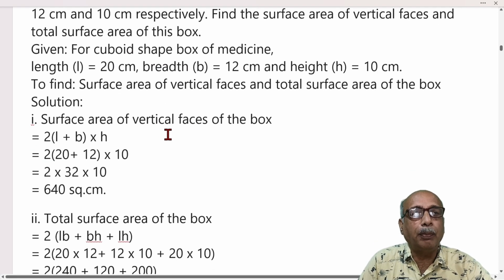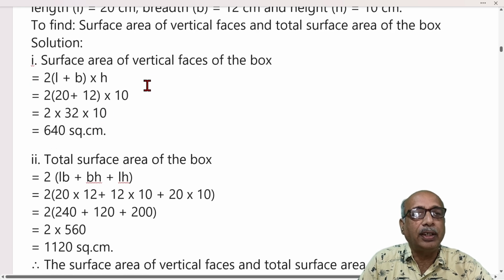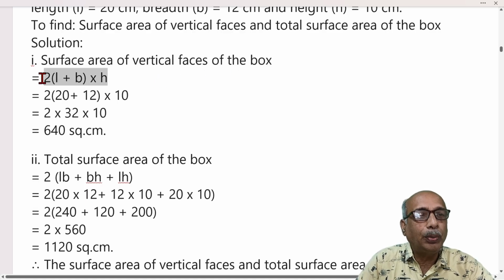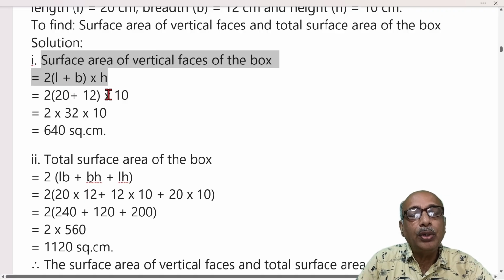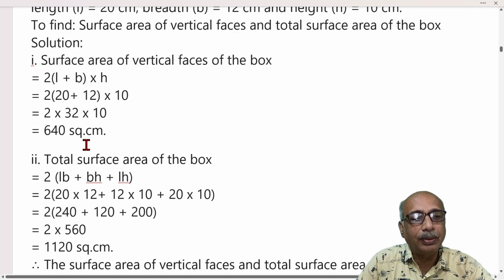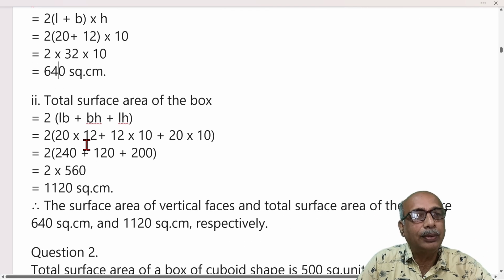For the cuboid shaped box of medicine, length, breadth and height are given. To find the surface area of vertical faces and total surface area of the box: surface area of vertical faces is twice length plus breadth into height. Substituting the values, you will calculate, it comes to 640 square centimeter. Formula is important and calculations more important.